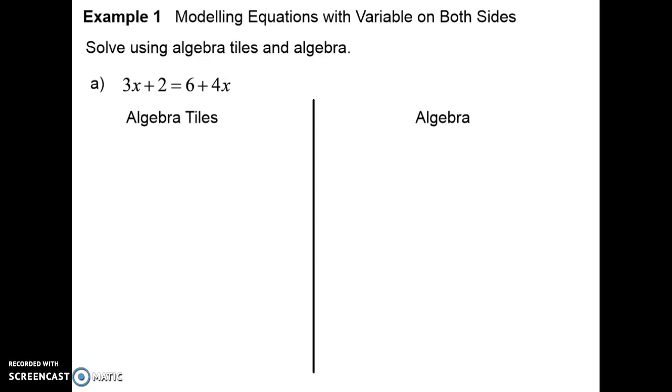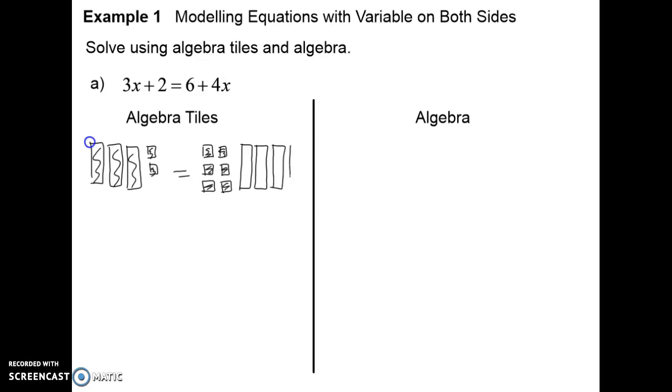So the first thing we're going to do is we're going to draw our tiles. So we're drawing 3x plus 2. And we know that's equal to 6. Oops, I forgot to shade that in. Plus 4x. Remember that shaded is positive, unshaded is negative.